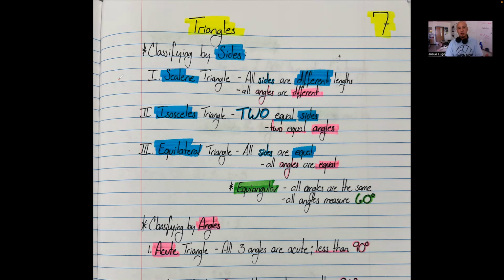So in a scalene triangle, scalene literally means that all the sides are different. All the sides are different. That would be a scalene triangle. And if all the sides are different, we can assume that all the angles will be different too. So if you're given a triangle and you're given all the different angle measurements, and you see that they're all different, then you can assume that all the sides are different too. So it would be a scalene triangle.